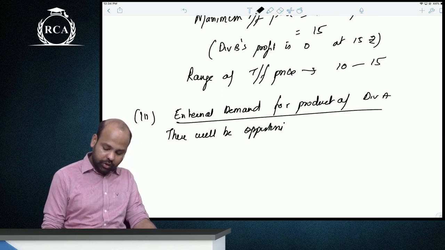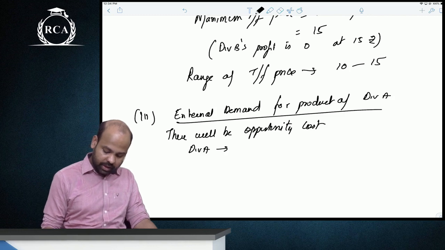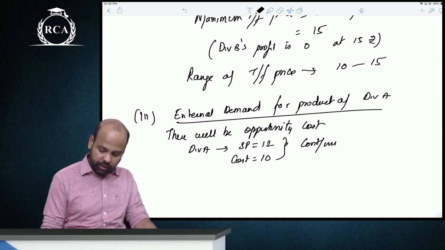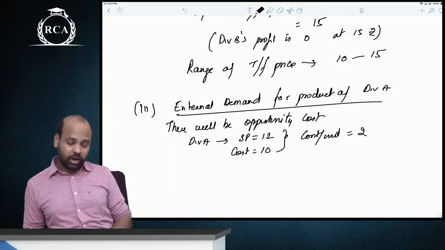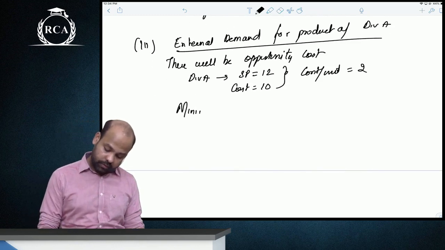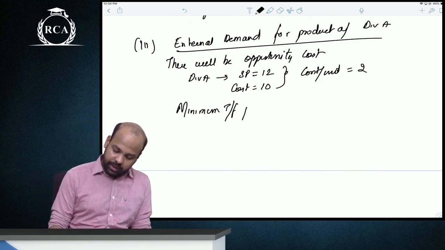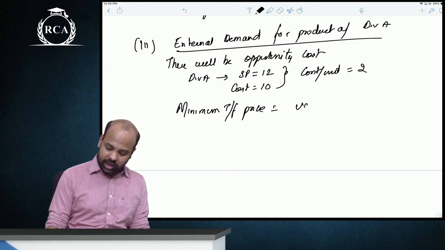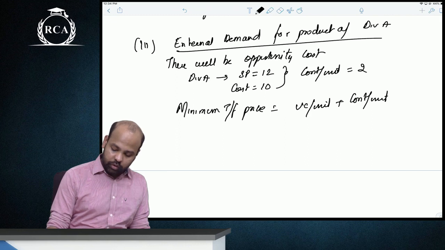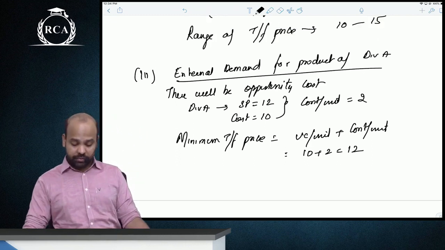How much is your opportunity cost, beta? Division A's selling price is 12 rupees. Cost is 10 rupees, marginal cost. So their contribution per unit is 2 rupees. So if you now talk about minimum transfer price, they will undoubtedly charge the variable cost of 10 rupees, but also levy the contribution foregone of 2 rupees. And they'll say, boss, minimum transfer price is 12.